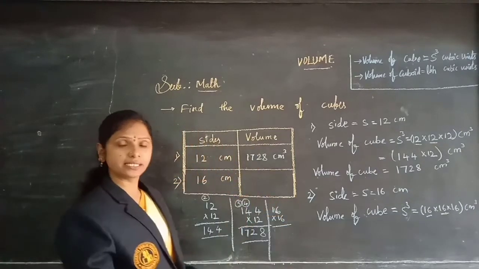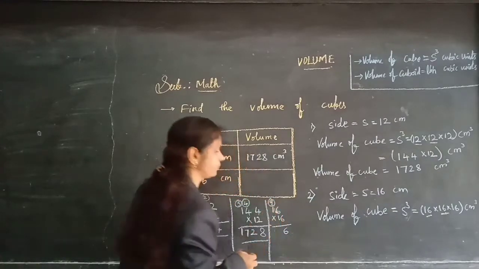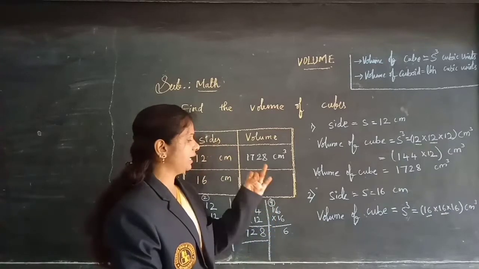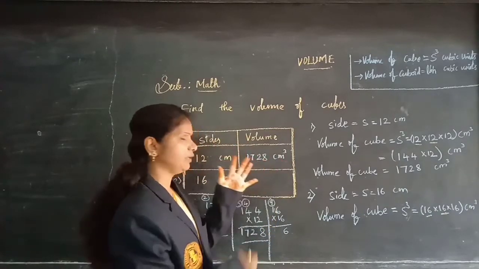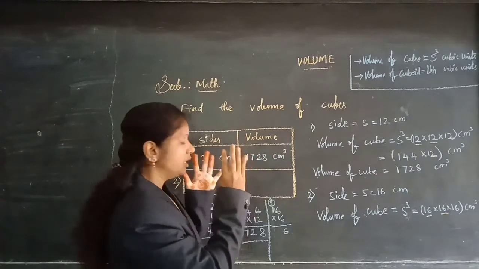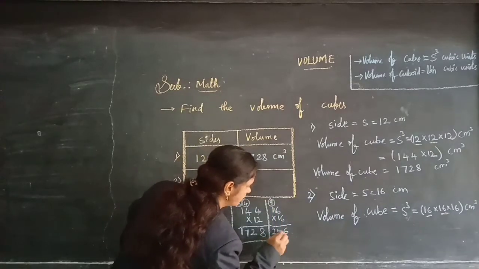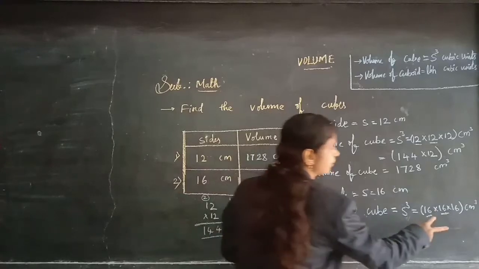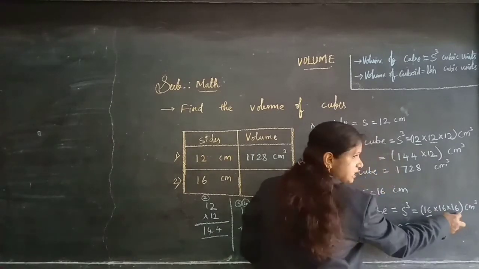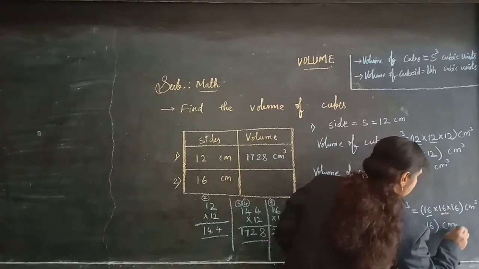16 sixes are 96, children. So 6 and 9 carry, and 16 ones are 16. 16 plus 9 is 25. 25 means 256 when I am multiplying 16 into 16. So 256, and one more 16 is there to multiply, children. So here into 16 centimeter cube.